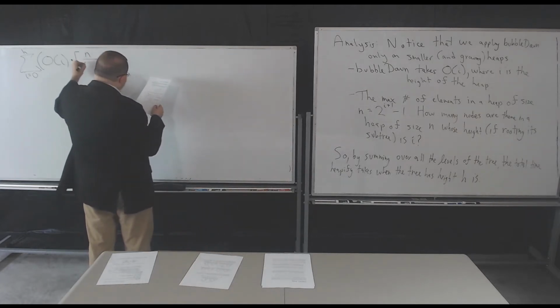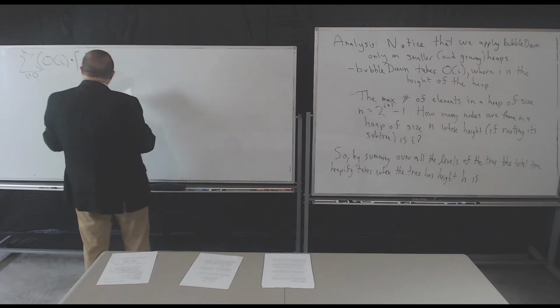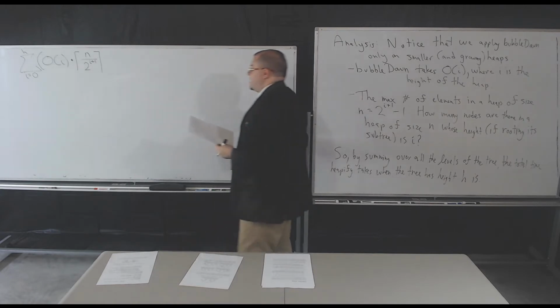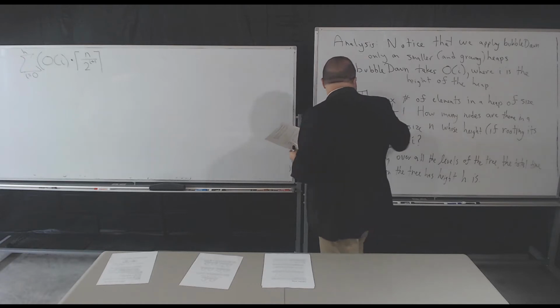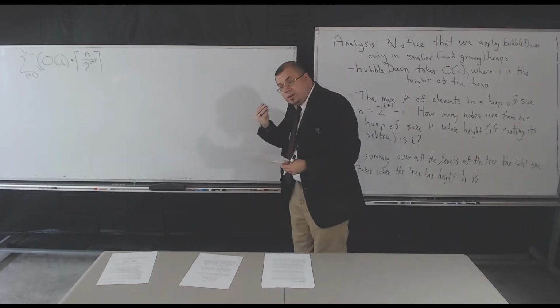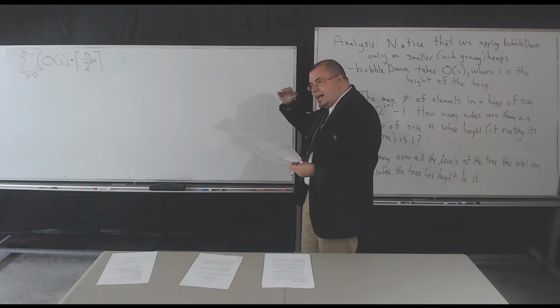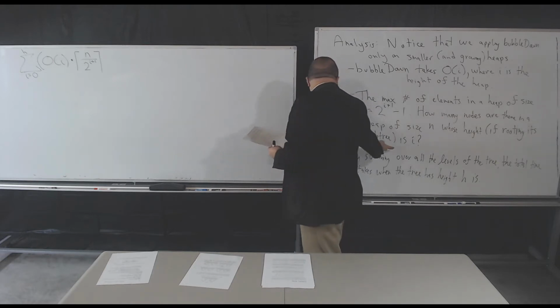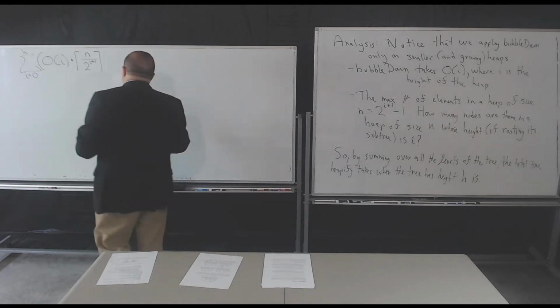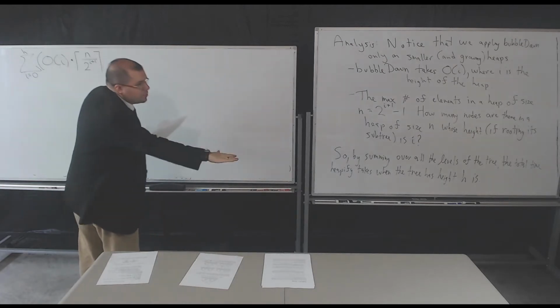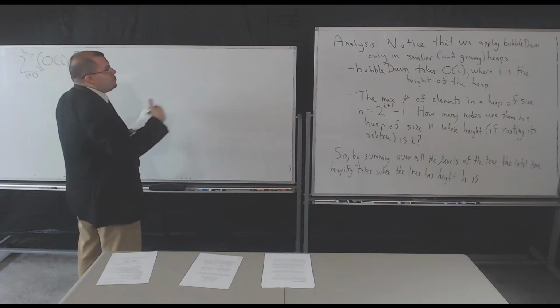So all I would have to do is just put in my relationship here, right? Remember, those are what I derived over on this side. So that was the number of nodes in a heap of size n whose height, which would be the subtree. If I take its subtree, what its height is, how many could there be at that given height?